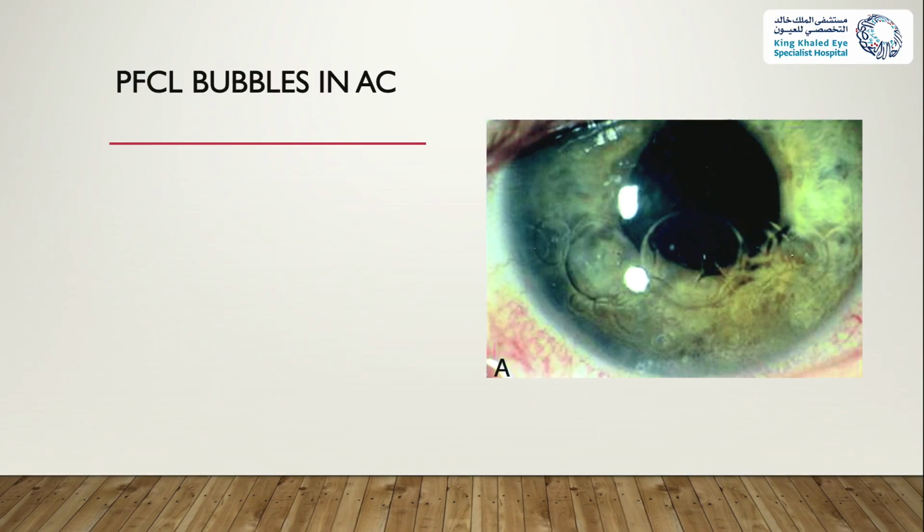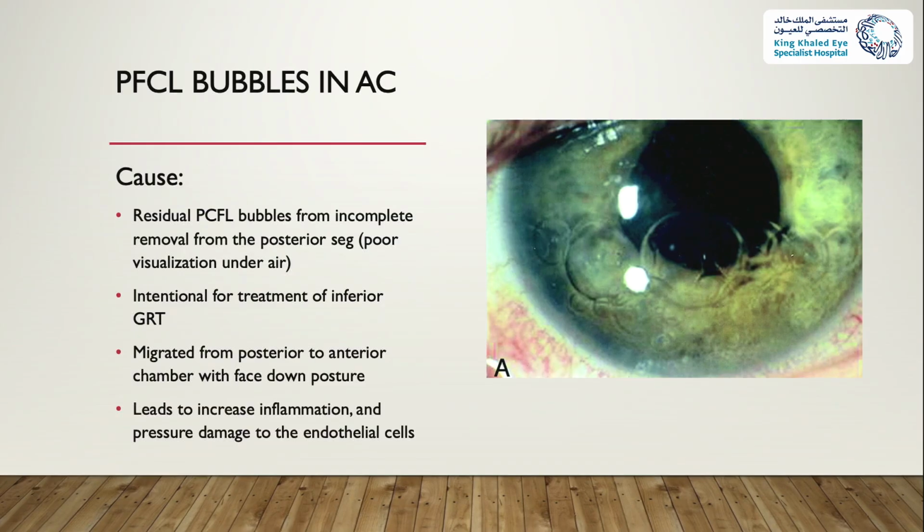Okay, now this is the real thing. So this is PFCL bubbles in the anterior chamber. So what are the causes for that? Usually you don't see that in the anterior chamber, and that could be because during the removal of the PFCL bubble in the posterior segment, you didn't completely clean that. And that can happen because there may be corneal edema, or other things that make you not able to see, because PFCL is transparent, and you may miss that.